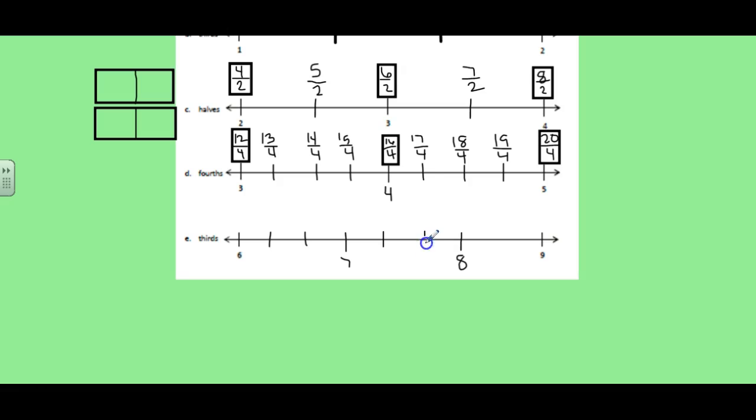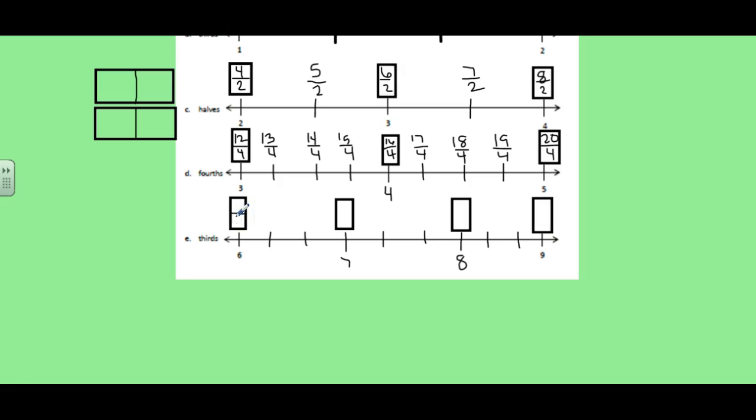And then we need to put a box over our whole numbers, so that way we know what fractions are equal to the whole numbers on our number line. Since this number line is divided into thirds, all of your denominators for all of your fractions are going to be 3.